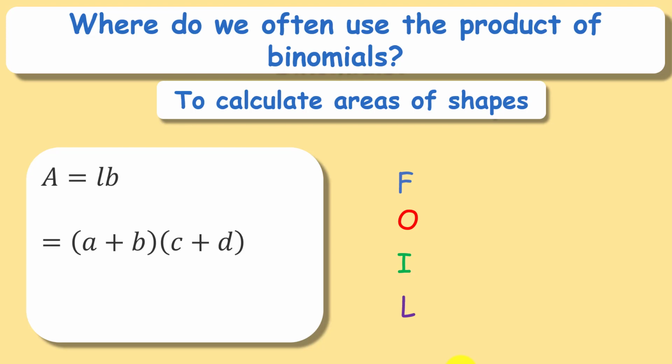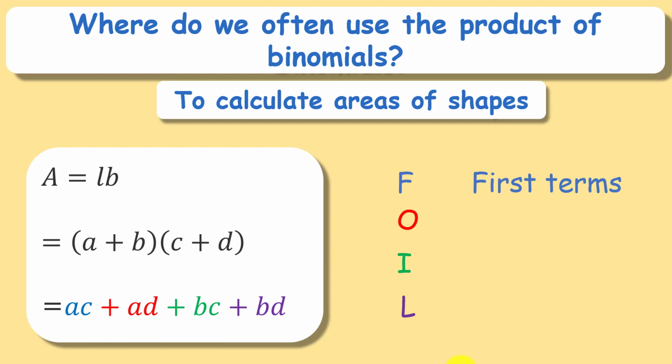It is called the FOIL method. F stands for first terms. So we will multiply the first terms by each other. The first term in the one bracket, multiply the first term in the other bracket. That will give us ac.